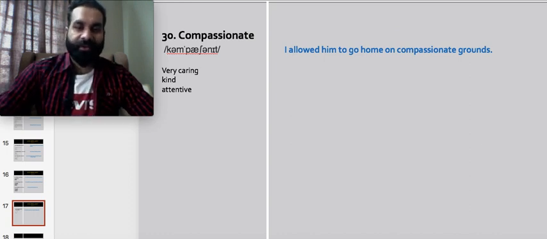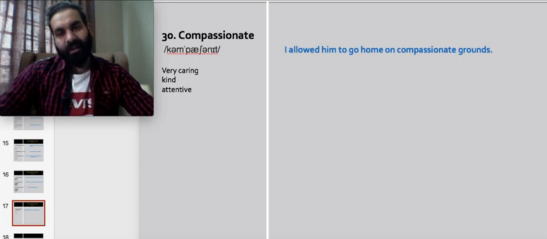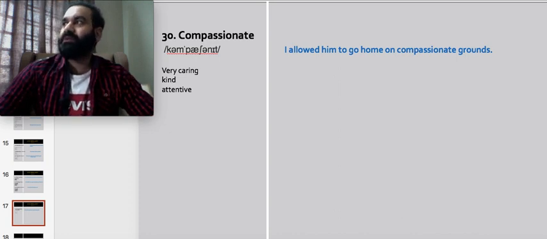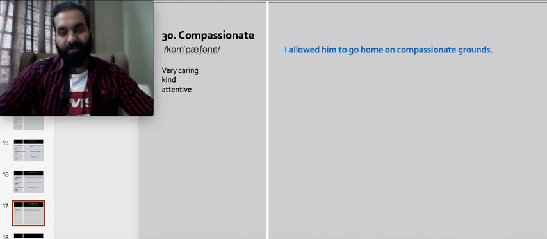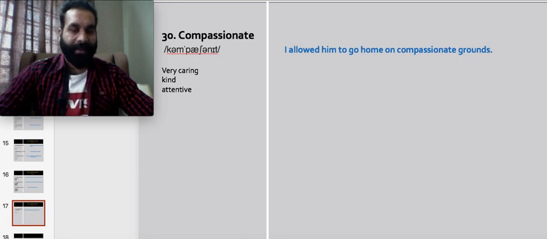The next word, the 30th word, is compassionate. Very caring, kind and attentive. I allowed him to go home on compassionate grounds. For example, if I am a policeman and I found someone driving without a license, but he says that he is in a hurry and he shows me a bottle of blood, and he says he just forgot his wallet or driving license at home. So on compassionate grounds, I allow him to go home or to go to the hospital. If I explain all these, it will take quite long, so let's not do it.